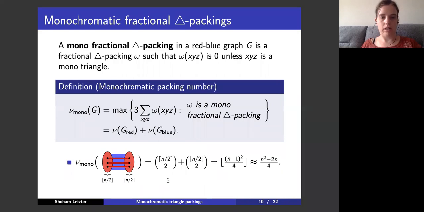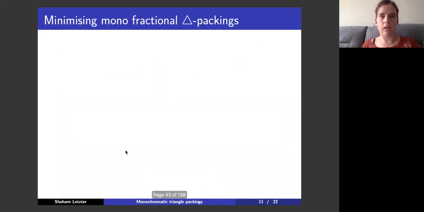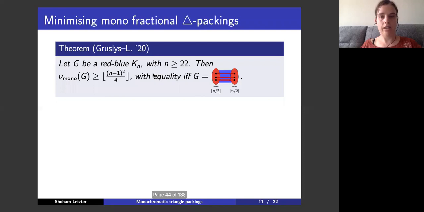Okay, so these were some definitions, and now given these definitions, there is the obvious or natural extremal question: how small can the monochromatic fractional triangle packing number be among red-blue complete graphs? And we answer this question as follows.